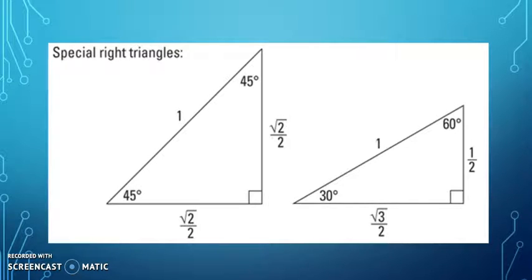The special right triangle rules you should have seen before. What we're doing specifically with them today, though, is we're making the hypotenuse equal to the length of 1. So that's going to be the standard we use for a lot of our trig work.